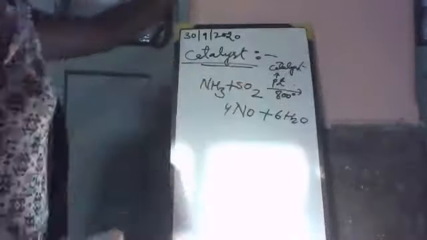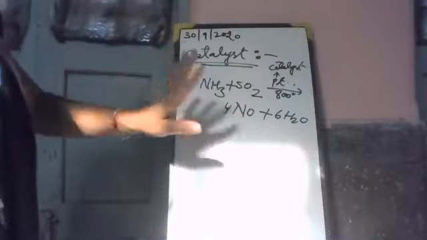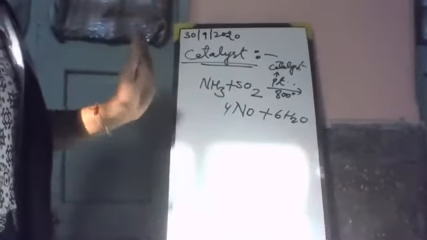In the presence of platinum and 800 degree centigrade temperature, ammonia reacts with oxygen to produce nitric oxide and water vapor. Here platinum acts as a catalyst. It does not take part in the reaction, but the presence of platinum completes the reaction. This accelerates the rate of reaction.